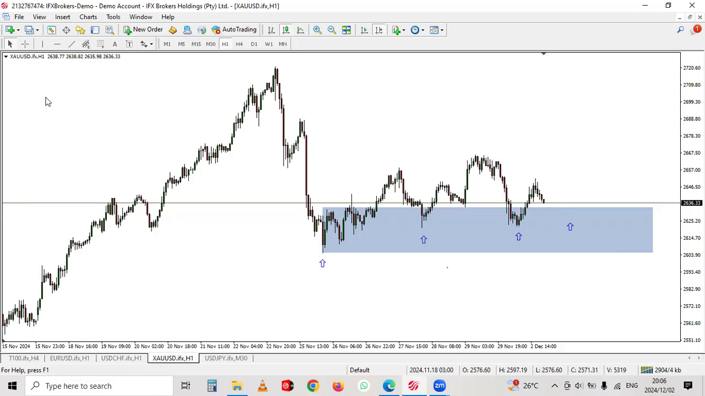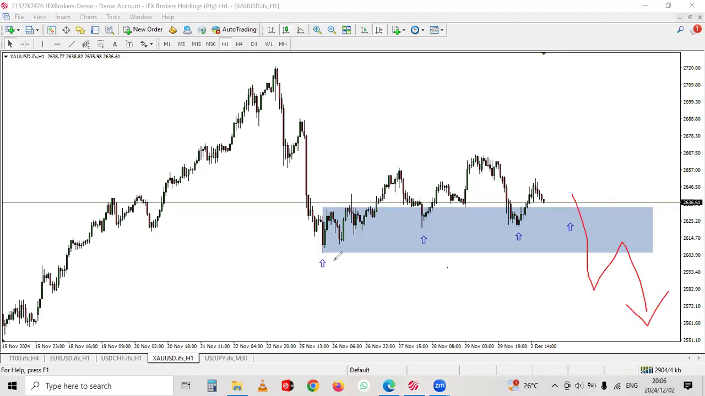But then a retail trader can come and think the market is going to break below. They set a stop loss and then a sell stop, thinking that if the market breaks down, it will activate my sell stop. Unfortunately, it's not like that. So okay, now you have understood.